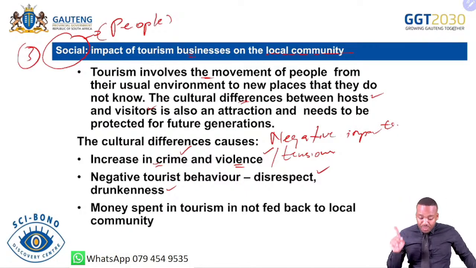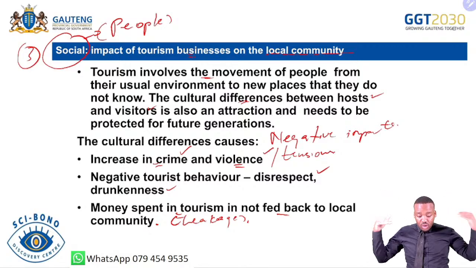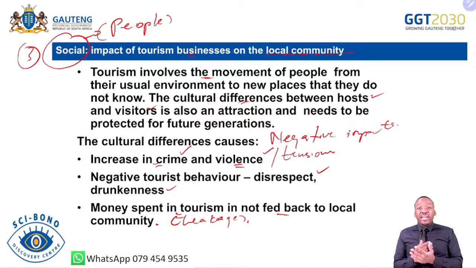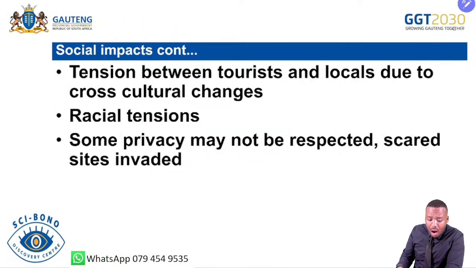These can be negative impacts. Another one is that money spent in tourism is not fed back to the local community. That's where I spoke about the leakage. All those top officials in the tourism businesses are the ones getting huge profits, and they take them out of the local community. So those are some of the negative impacts that can be caused by tourism.